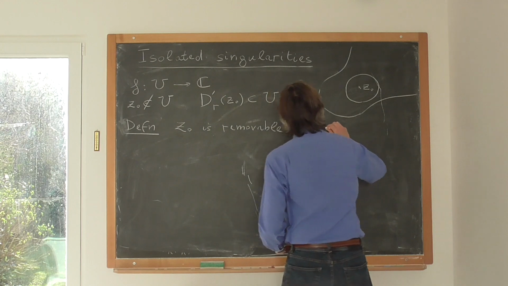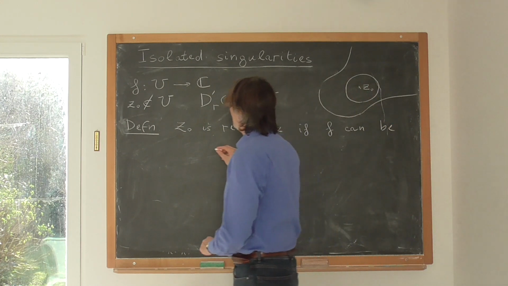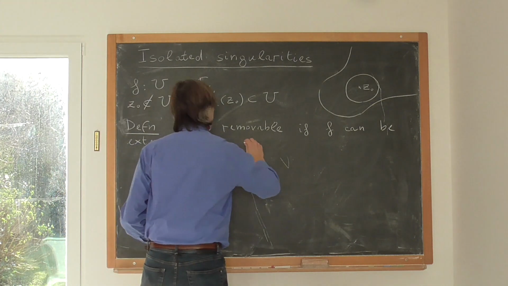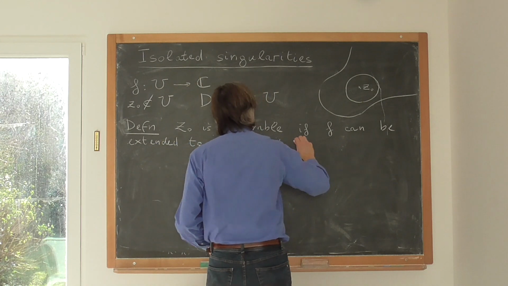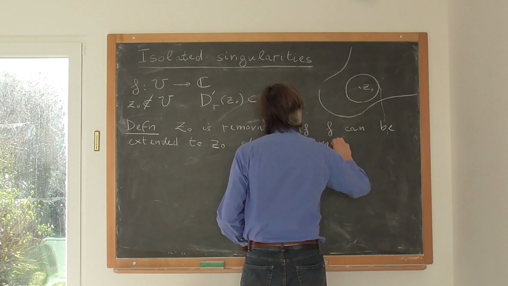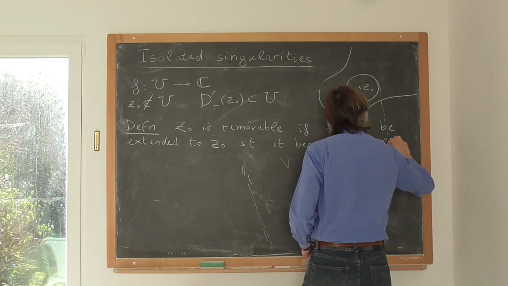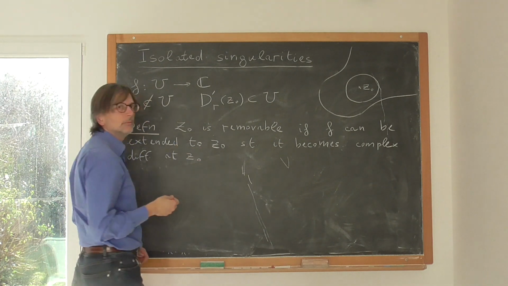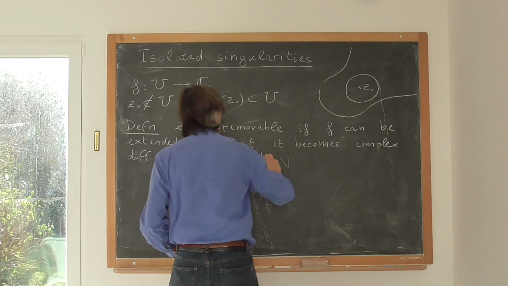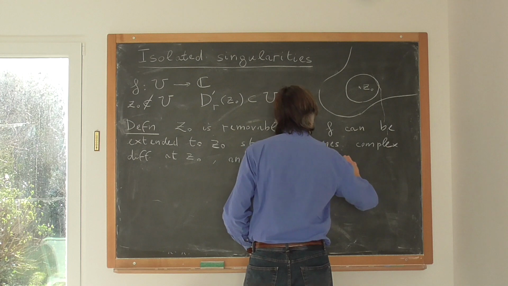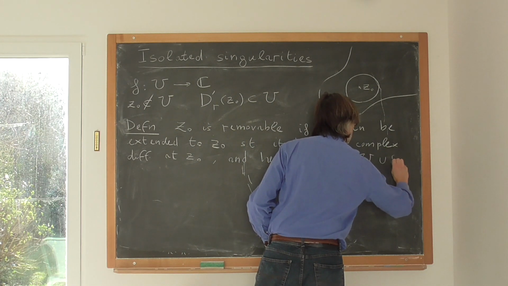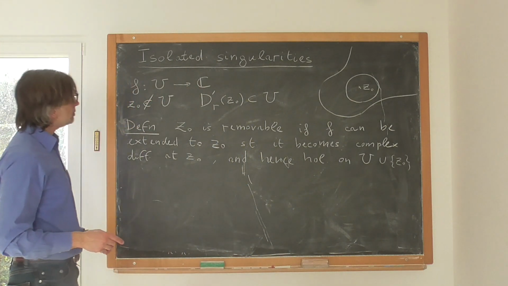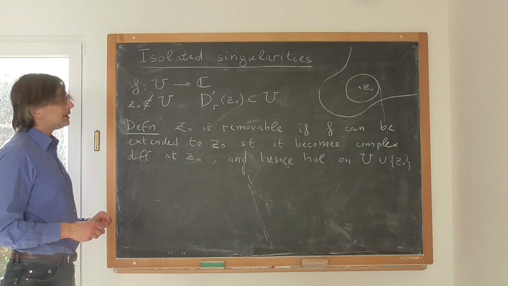So if f can be extended also to z0, so that it becomes complex differentiable at z0, and hence holomorphic on U union {z0}, which is still an open set because z0 was isolated. Okay, this is a removable singularity.